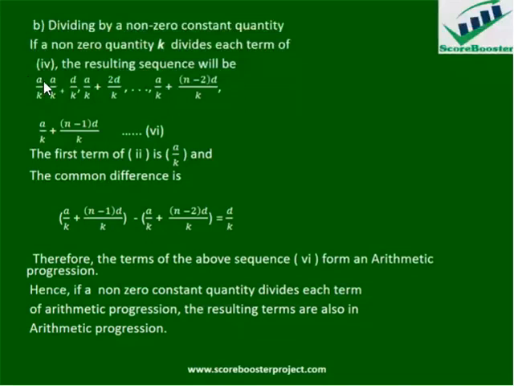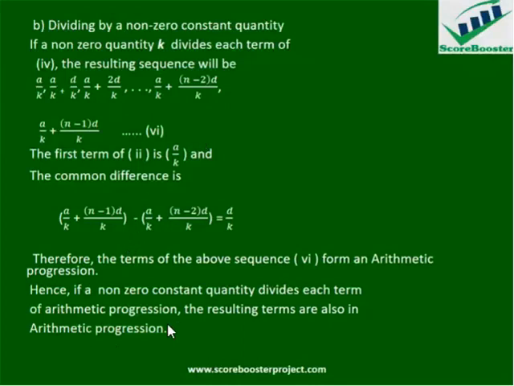So we check if it is an arithmetic progression, by checking if it has a unique common difference. So we check by subtracting the first from the second. If you subtract the first term from the second, we have d over k. If you subtract the second term from the third, we also have d over k. And also, if you subtract the (n minus 1)th term from the nth term, we have d over k. Since it has a unique common difference, therefore the sequence 6 above forms an arithmetic progression.